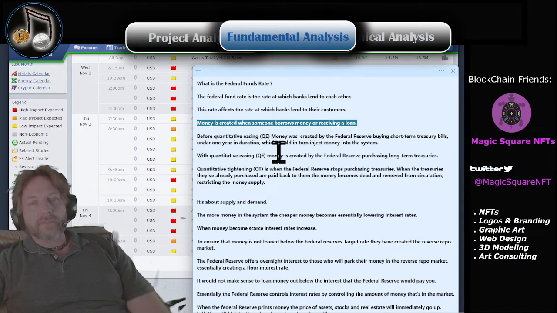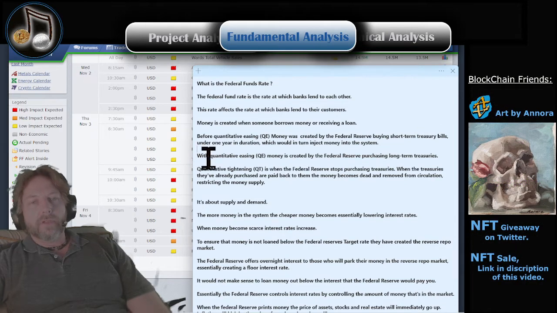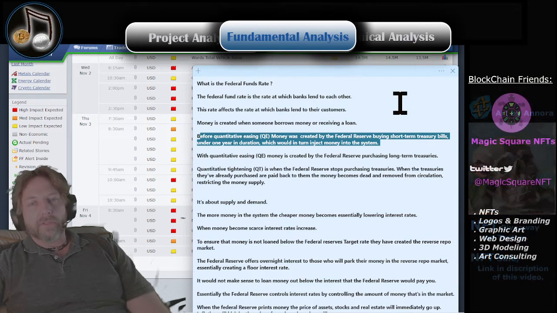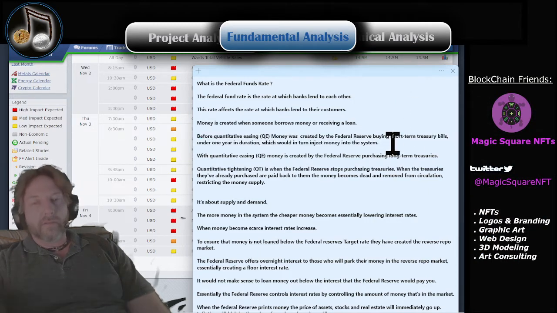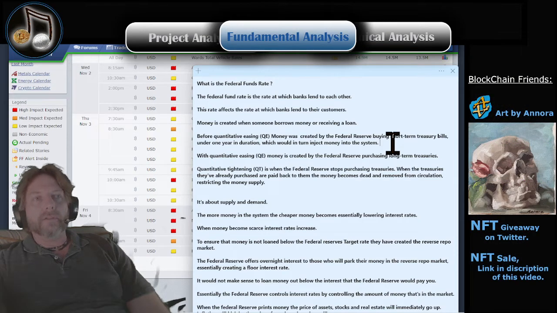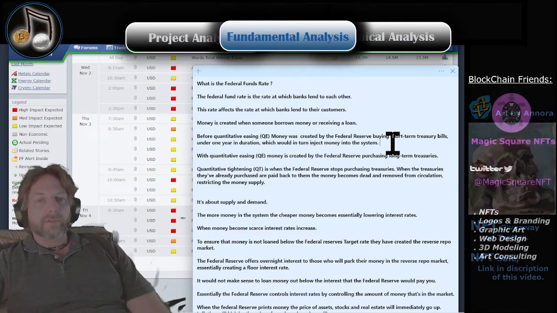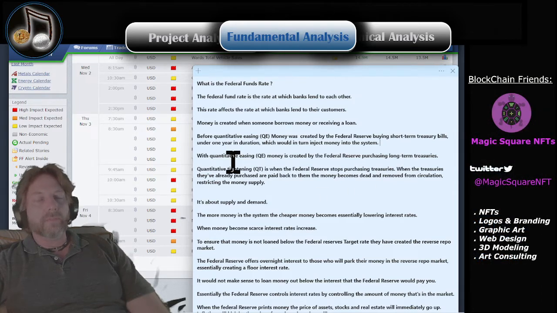Before quantitative easing, money was created by the Federal Reserve buying short-term Treasury bills under one-year duration, which would in turn inject money into the system. Okay, so a quick note on what a Treasury bill is. It's more than likely government debt. So you're buying government debt, and the government is promising to pay that debt back to you. That's what a Treasury bill is. It can be other things as well, but it's normally what it is.